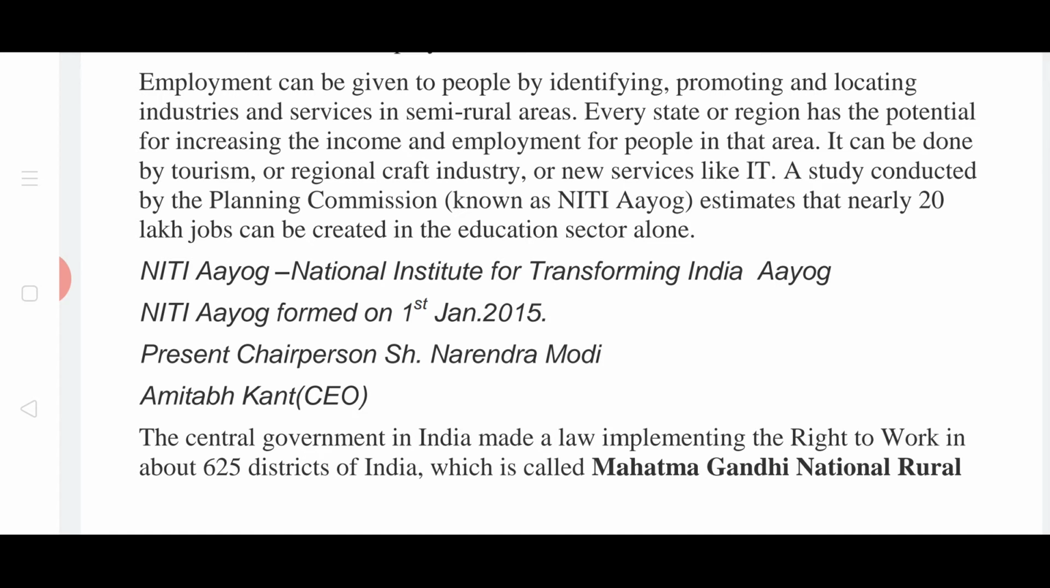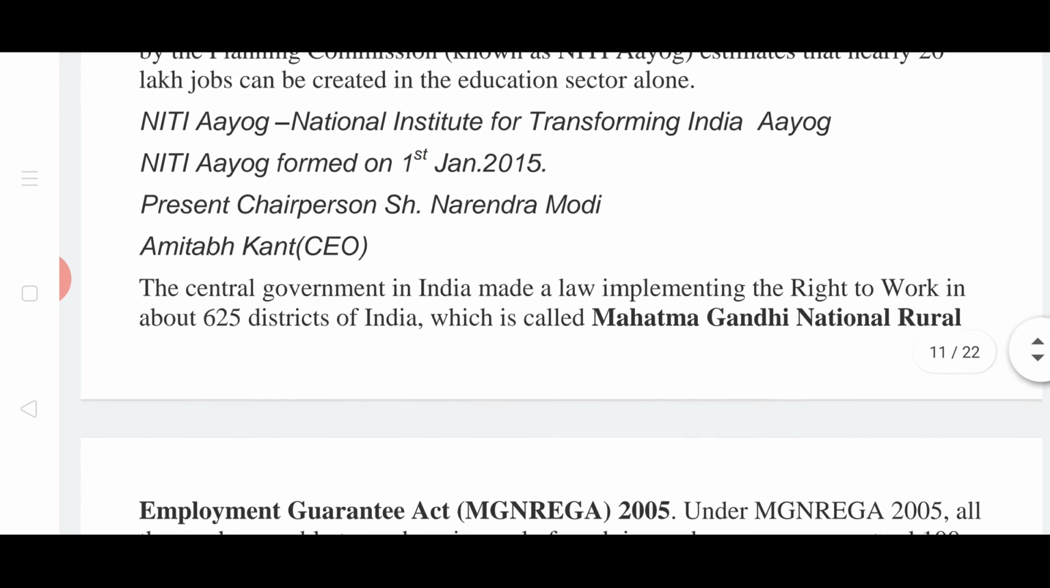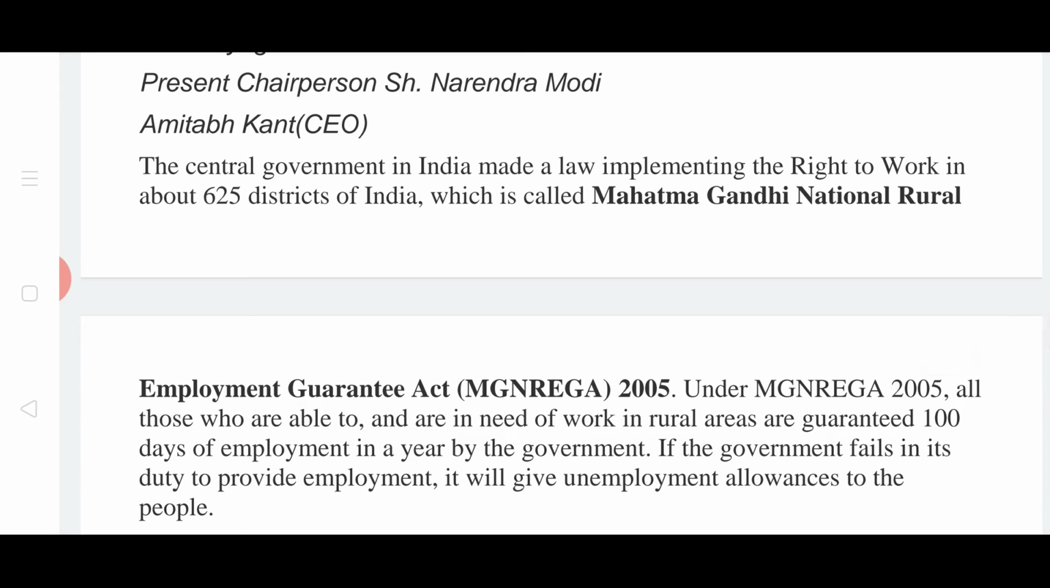Now, the central government in India made a law implementing the right to work in about 625 districts of India, which is called the Mahatma Gandhi National Rural Employment Guarantee Act. In general, we call it MGNREGA 2005. Under MGNREGA 2005, all those who are able to and in need of work in rural areas are granted 100 days of employment in a year by the government. This was an initiative by the central government, the UPA government, in 2005, when Shri Manmohan Singh ji was our Prime Minister.